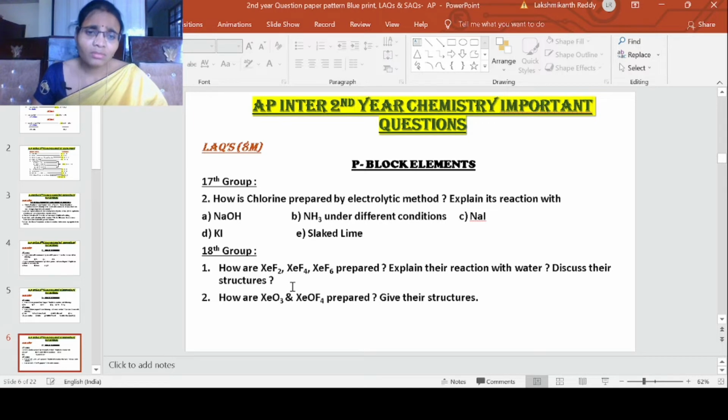Next, how are xenon trioxide and xenon oxytetrafluoride prepared; give their structures. These are most expected questions. If they won't come in long answers, they will come in short answer type questions. Don't ignore them. You should learn these questions.